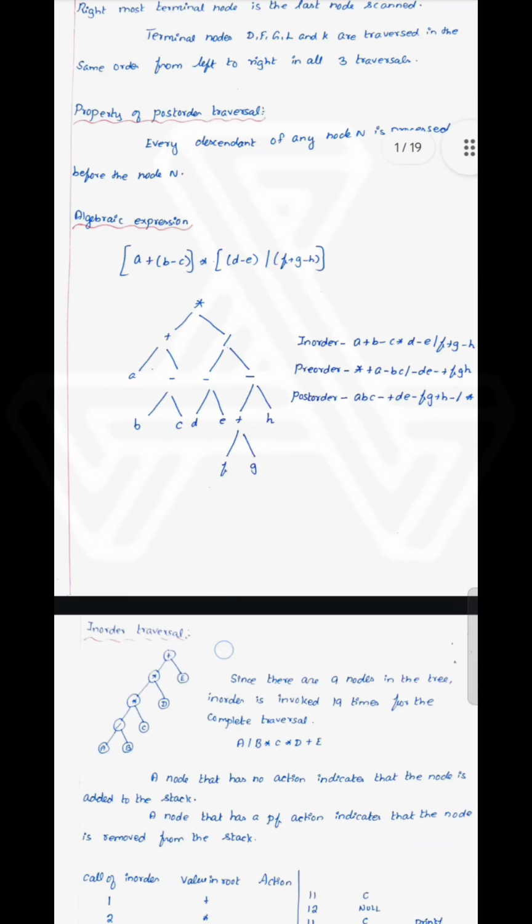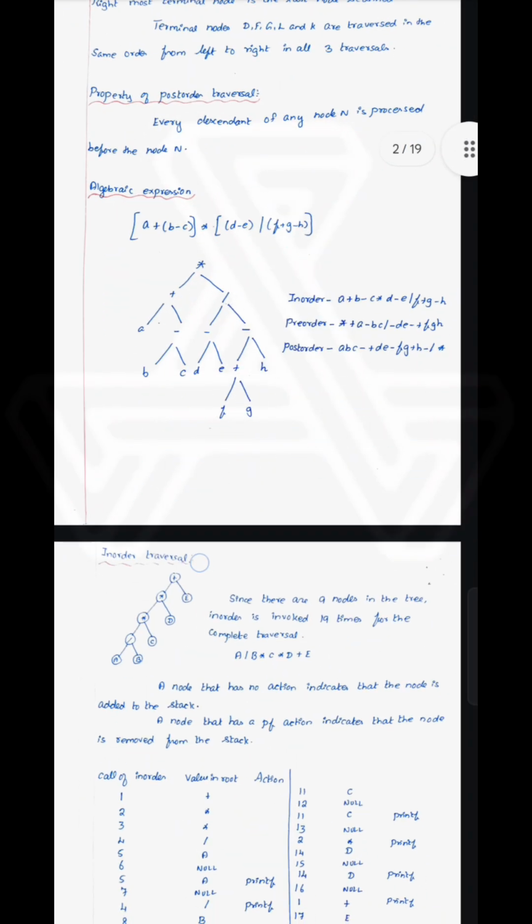Algebraic expression traversal will be like this. First we'll go with the inorder traversal: A plus B minus C into D minus E divided by F plus G minus H. That will be the inorder traversal.